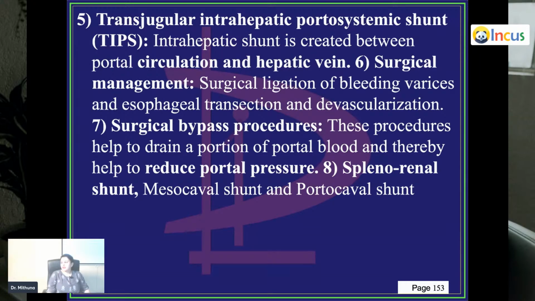Again, you're doing a bypass here. These procedures help to drain a portion of the portal blood and thereby help to reduce the portal pressure. You can also do a splenorenal shunt, so you can directly attach the spleen to the renal system. Mesocaval shunt. You can also do a portocaval shunt, directly attaching it to the vena cava.